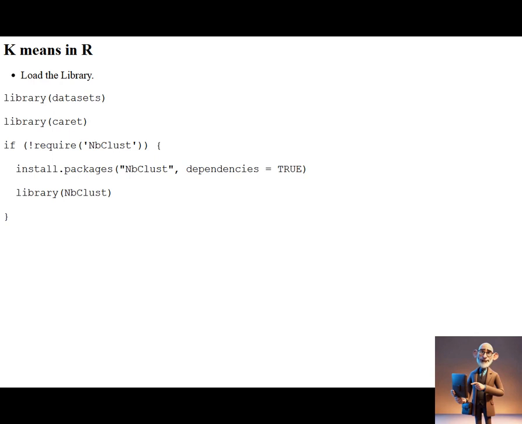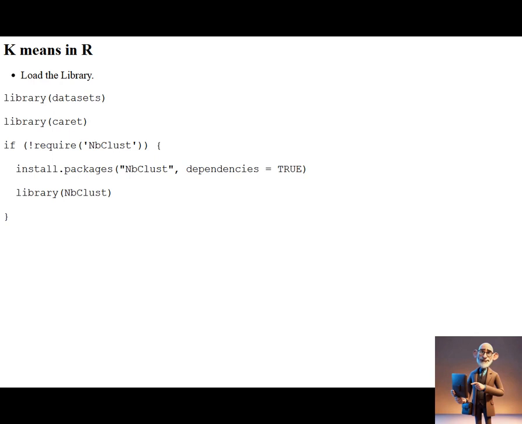This snippet of code provides a simple guide on how to get started with KMeans in R. The first step is to load the required libraries. In this case, we're using the datasets and caret libraries, which are commonly used for data manipulation and machine learning tasks. Additionally, we check if the NbClust library is installed and install it if needed.